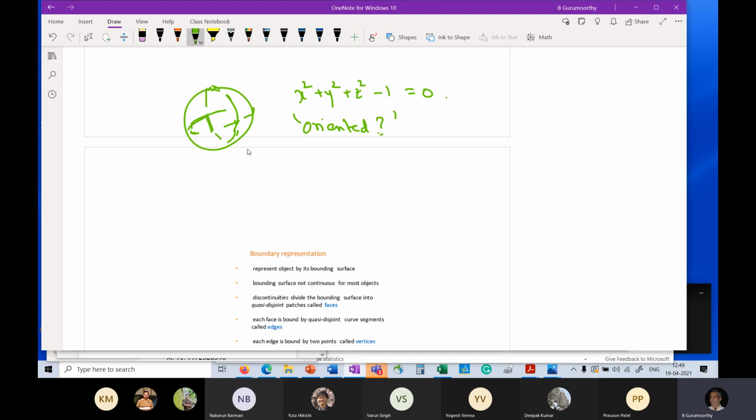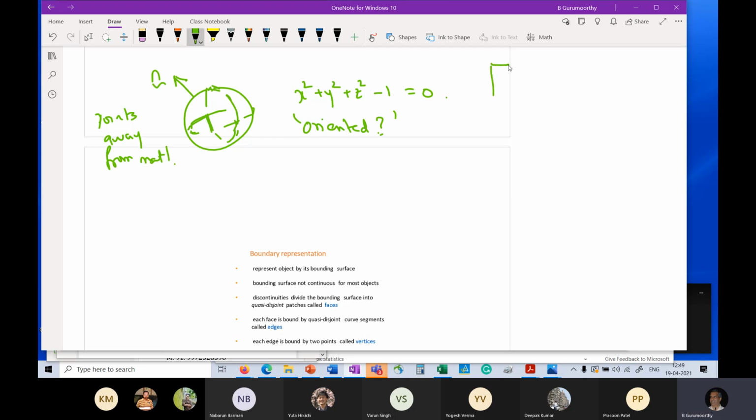So how do we fix that? We fix that by adding an orientation with a convention. And what fixes the orientation of a surface? It's normal, right? So we say that the normal of the surface always points away from material.